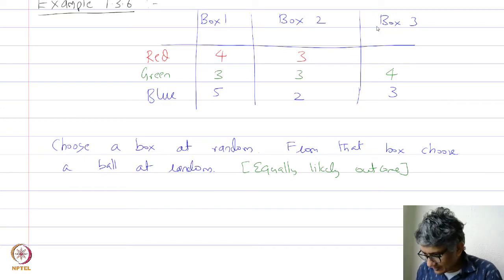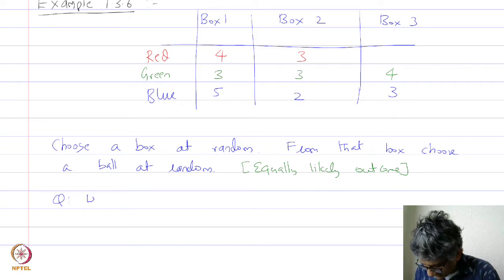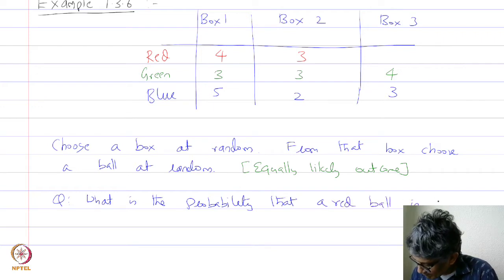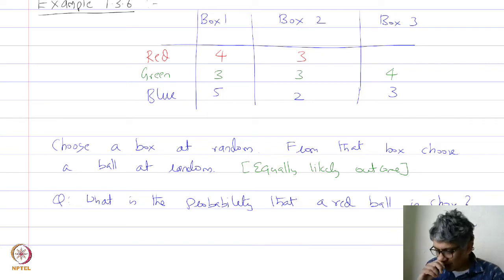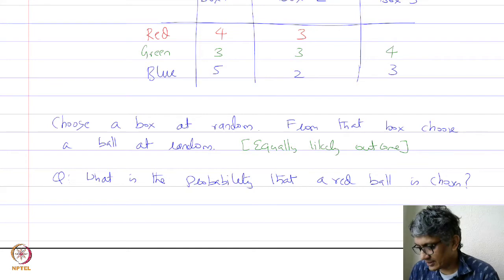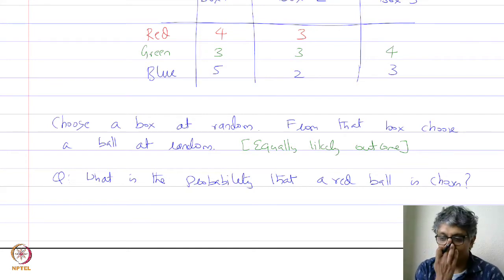So the question I ask you is the following: what is the probability that a red ball is chosen? So how does one do this? You are choosing a box first and then choosing a ball next, and I want to know the end result, that a red ball is chosen.